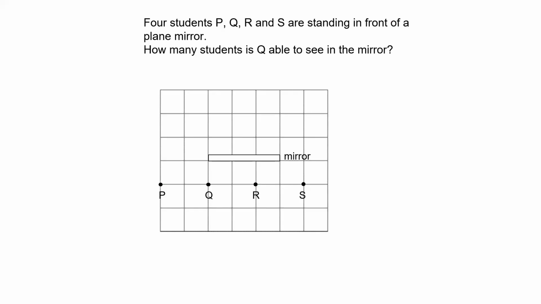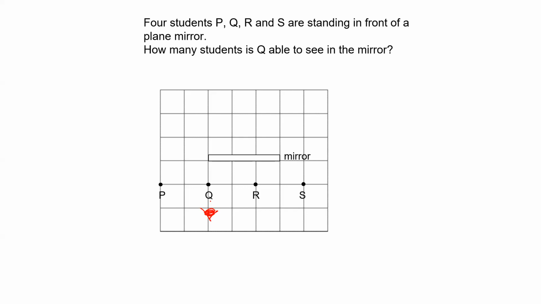Let's take a look at a little bit more challenging questions with regards to ray diagrams. You have 4 students, P, Q, R, S, standing in front of a plane mirror. How many students is Q able to see in the mirror? So Q is actually your eyes. I want to be able to see people in the mirror. For such questions, the first step always follows the ray diagram steps.